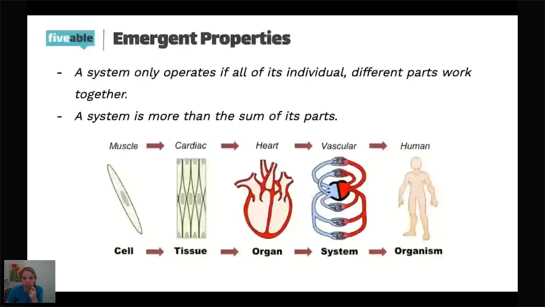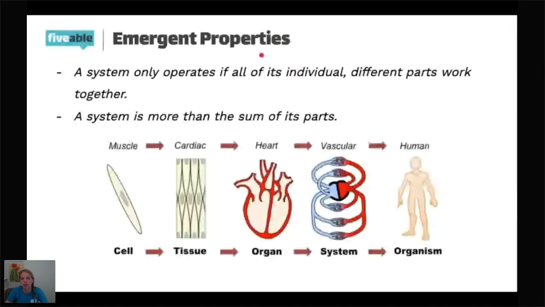Neuron, nervous system. So if you're missing that single type of cell, you don't have a functional nervous system. So this goes back to emergent properties. You have to have the total package or your body is not going to work properly.